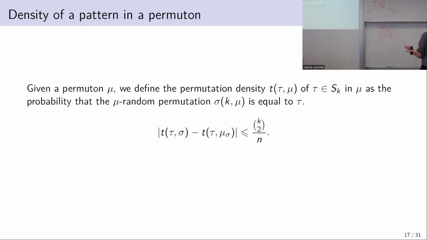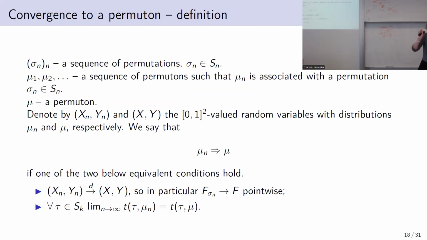It's a good exercise to think about. I can also explain with an example maybe after the talk. There is a very simple example for this. But what we should remember is that those quantities are close. If I have a pattern of length k, then the density of this pattern in the permutation will not be much different from the density of this pattern in the permuton. The difference of those two values will be bounded by k choose 2 over n. So this is almost everything from the theory that we need to know.